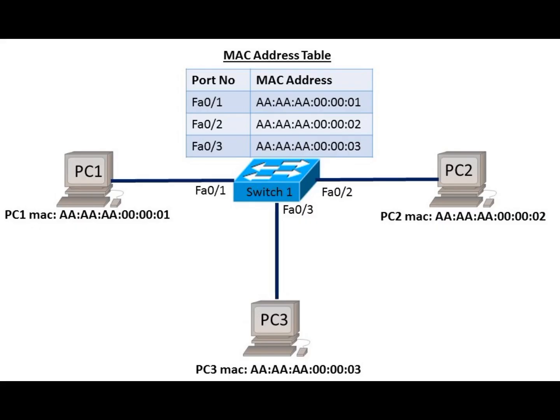How are switch decisions made? When a switch receives a data frame, it examines the destination MAC address in the frame's header. Switches maintain a MAC address table, also known as a forwarding table or content addressable memory (CAM) table. The content addressable memory maps MAC addresses to the physical ports on the switch where devices are connected.